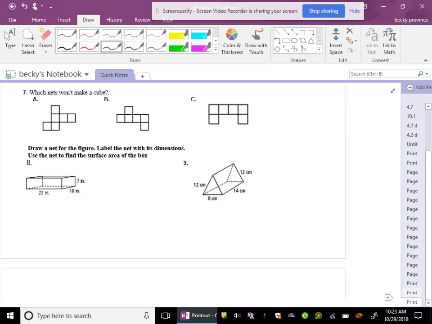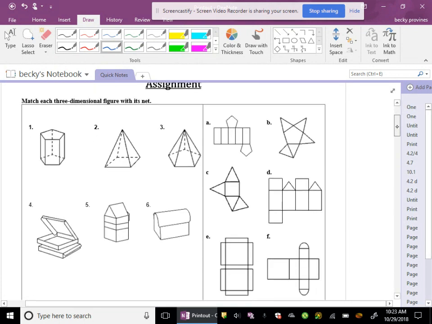Okay, so let's see if I can get my screen to work here. Okay, so let's look at shape number 1, and let's look at this bottom shape. 1, 2, 3, 4, 5. There are 5 sides on it, so it's a pentagon. And then you have 5 rectangles that go around.